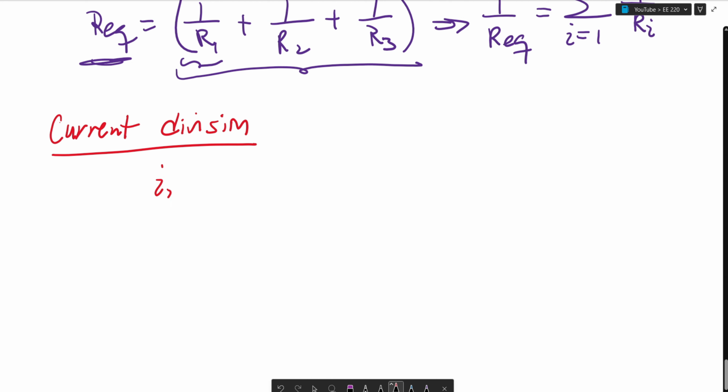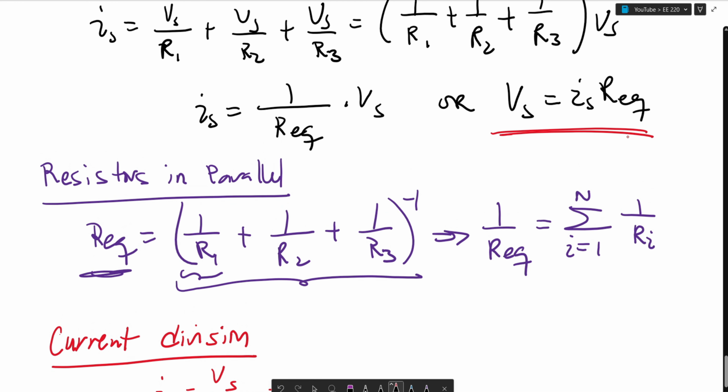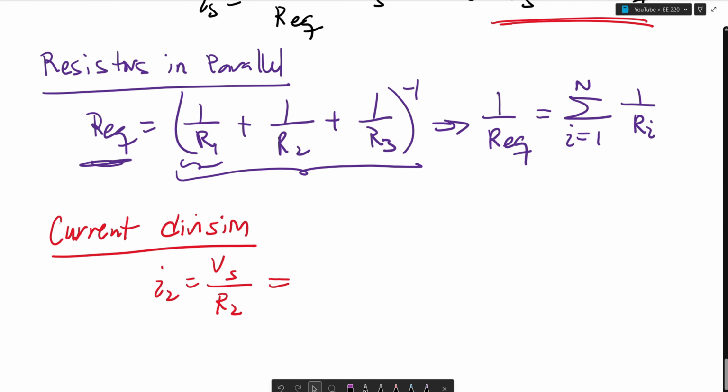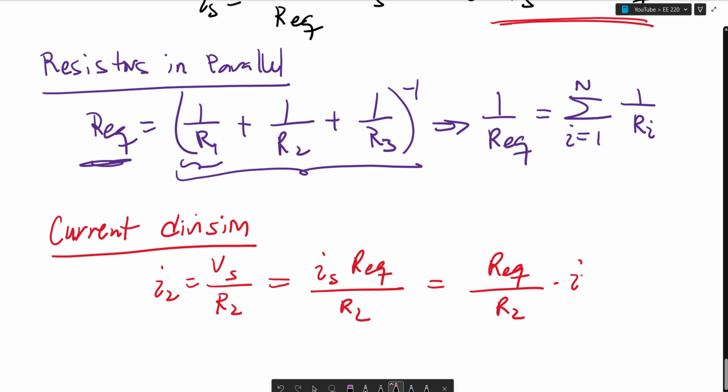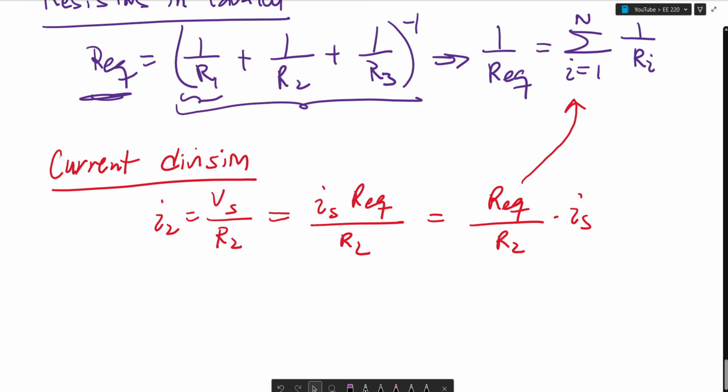you would write I2 is equal to Vs over R2. And we know that Vs is equal to Is times R equivalent. So I2 is equal to Is times R equivalent over R2, which is equal to R equivalent over R2 times Is. Again, note that this R equivalent is talking about this one here, not the previous series one we mentioned.